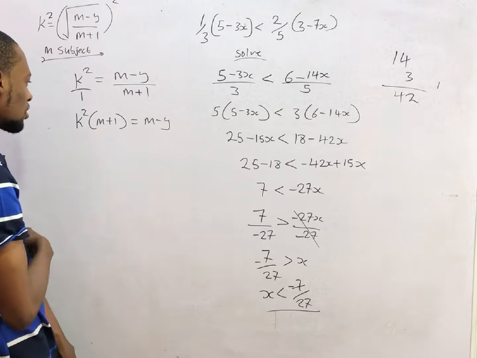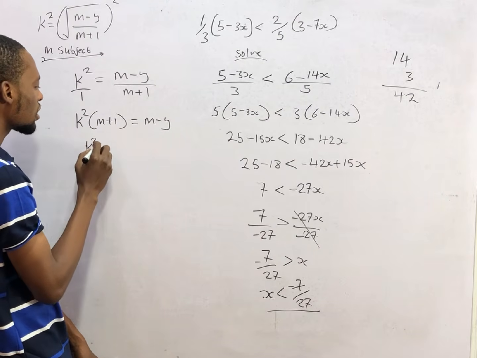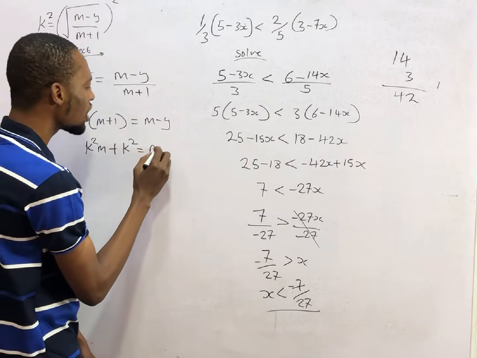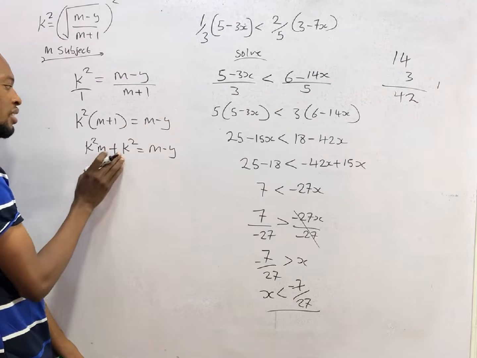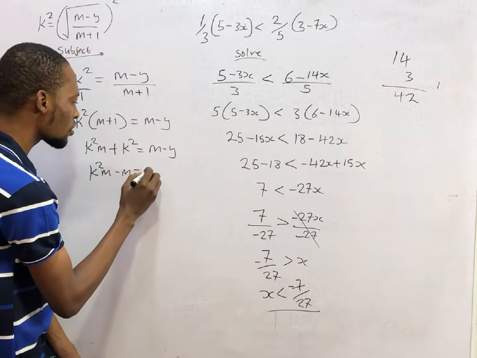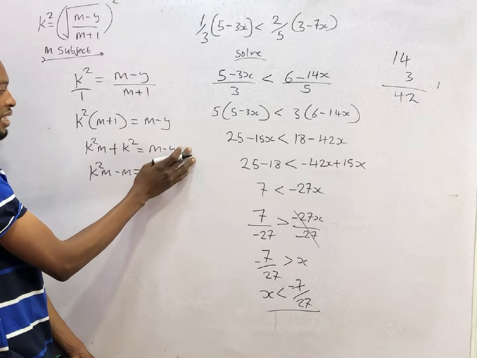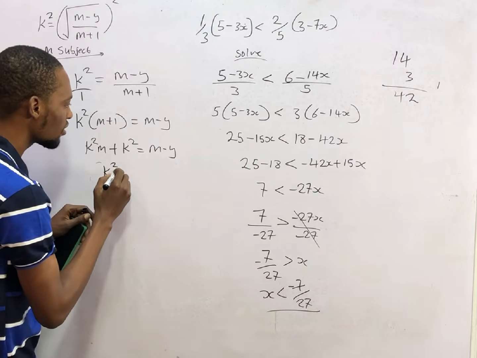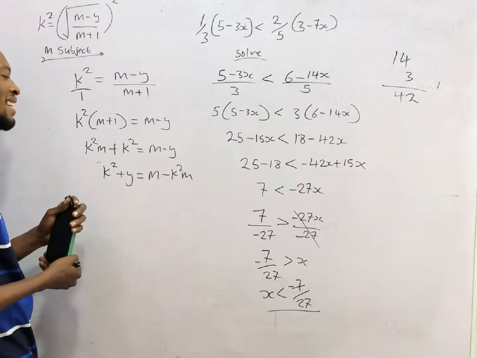Look at something. If I have k squared (m plus 1), once I open up this bracket, I have k squared m plus k squared times 1, which is k squared, is equal to m minus y. Collecting like terms, since we are interested in m, we pick out the ones with m. So k squared m minus m is equal to minus y minus k squared. What did I do? I took k squared to the other side, or I can make this neater by saying k squared plus y is equal to m minus k squared m, collecting like terms.